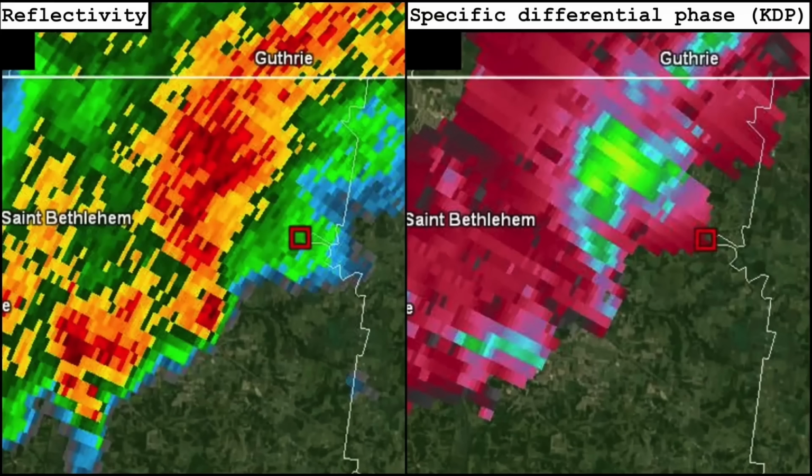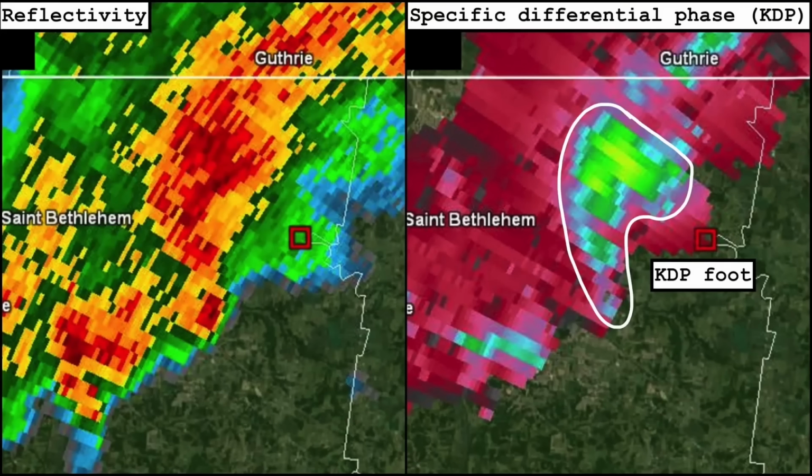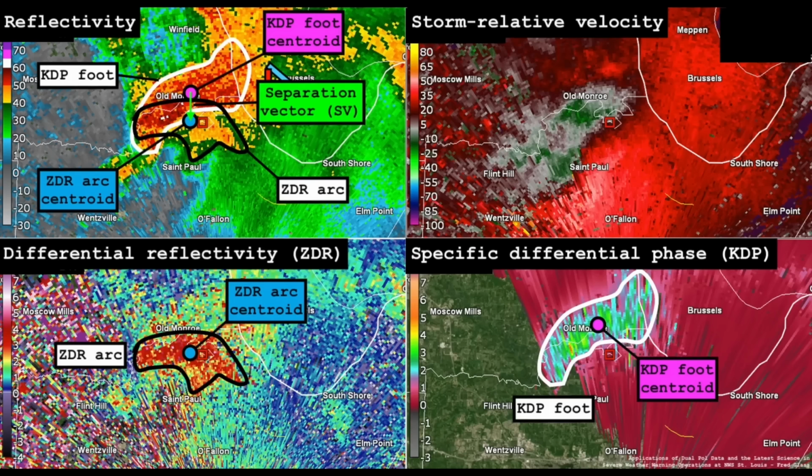In addition, the separation between the ZDR arc and a feature called a KDP foot can indicate that tornado genesis is imminent. A KDP foot is an area of enhanced specific differential phase that represents the heaviest precipitation within the supercell's core. Like the ZDR arc, the KDP foot arises from size sorting induced by vertical wind shear. Loeffler and Kumjian 2018 came up with a separation vector drawn from the centroid of the KDP foot to the centroid of the ZDR arc.